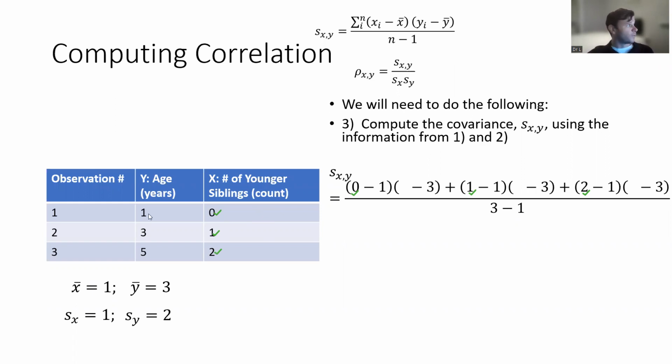So the first observation's Y value is 1. That goes right here. Second observation's Y value is 3. And last but not least, we have our value of the 5-year-old individual right there. Okay, so notice the first term gives us -1 times -2, which is +2. The middle term is 0, and the right term is +1 times +2. So we have 4 up top, 2 in the bottom, which gives us a covariance of +2.